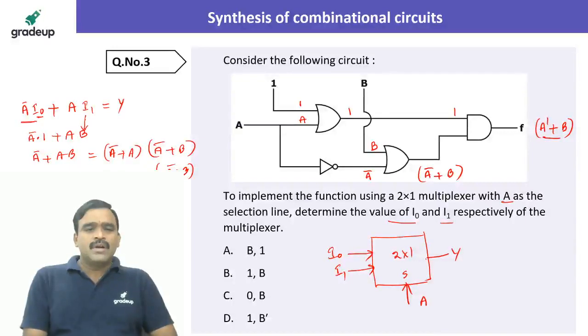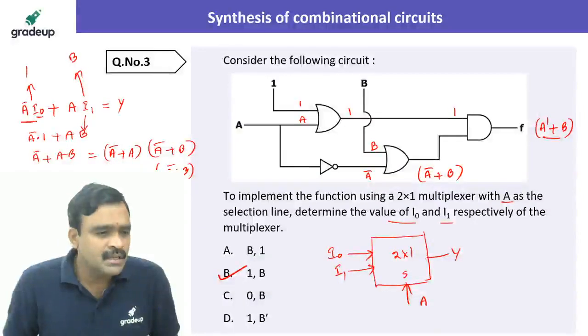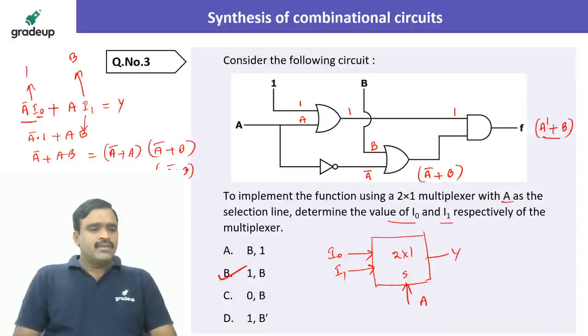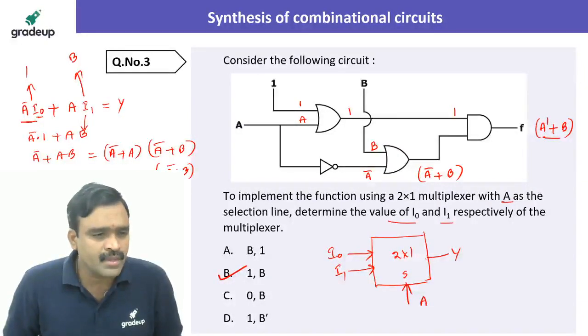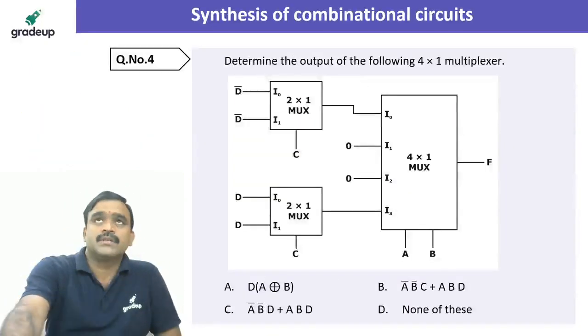So what is the I0 value? I0 value should be 1 and I1 value should be B. 1 comma B, so option B is the right option. Exactly, 1 comma B. Gopal Krishna and others also sent it. Thank you for your response. Yes, by distributive law. Now coming to the fourth question.